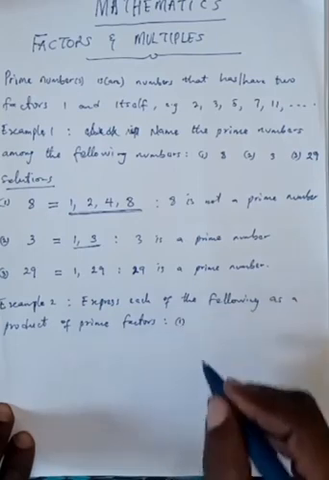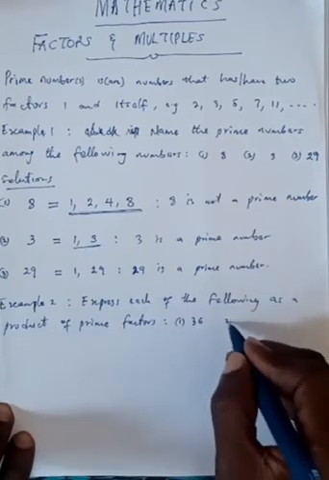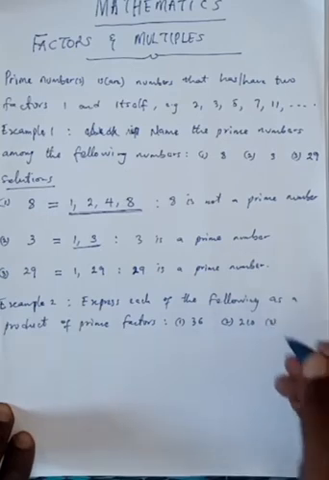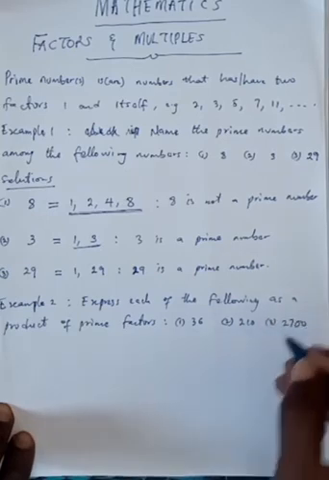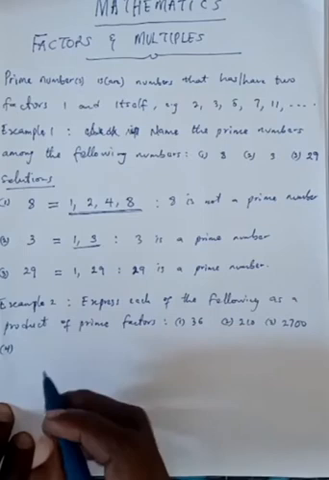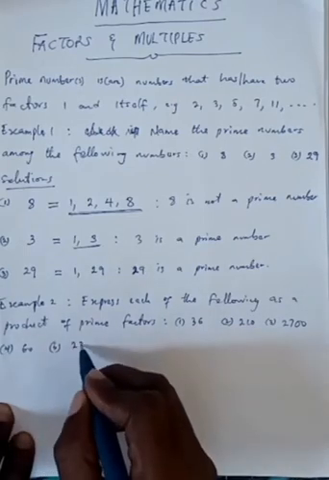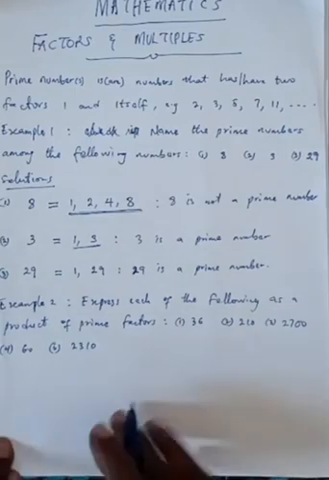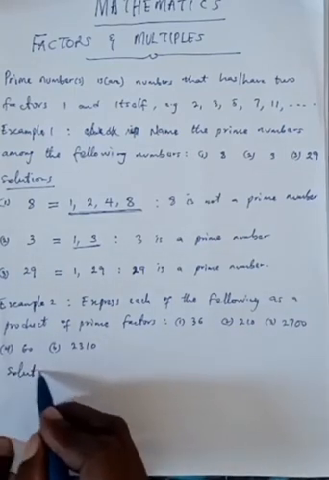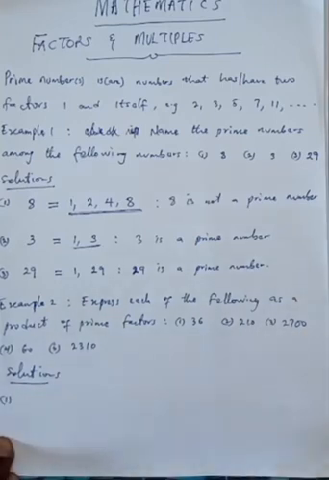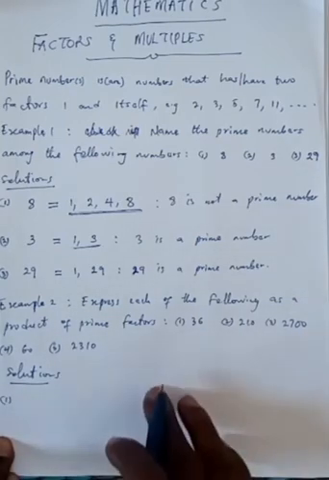So number 1, 36. Number 2, 210. Number 3, 2700. Number 4, 60. And number 5, 2310. So solutions now. So in number 1, the number I have here is 36.